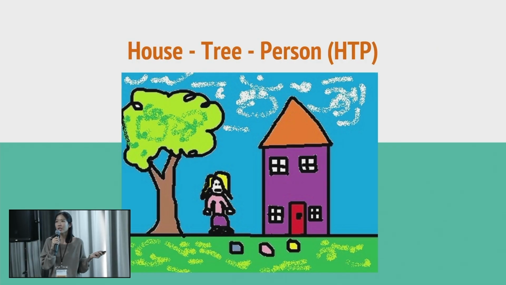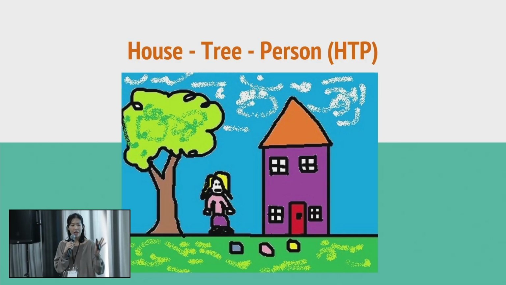And what I use the most are the house, tree, and person, the person in the rain, and the kinetic family drawing. But today I will present the house, tree, person, and the person in the rain.